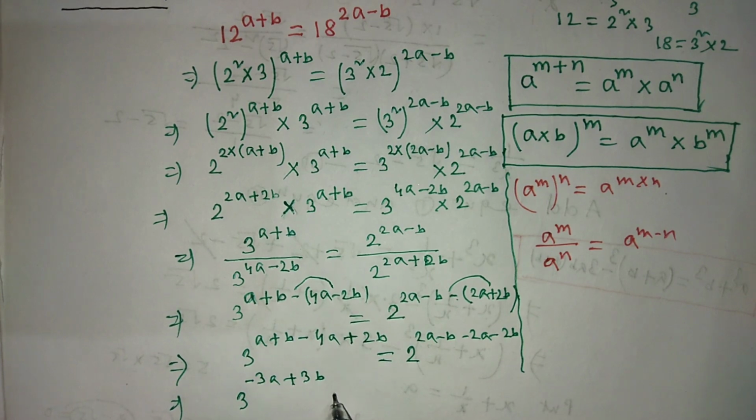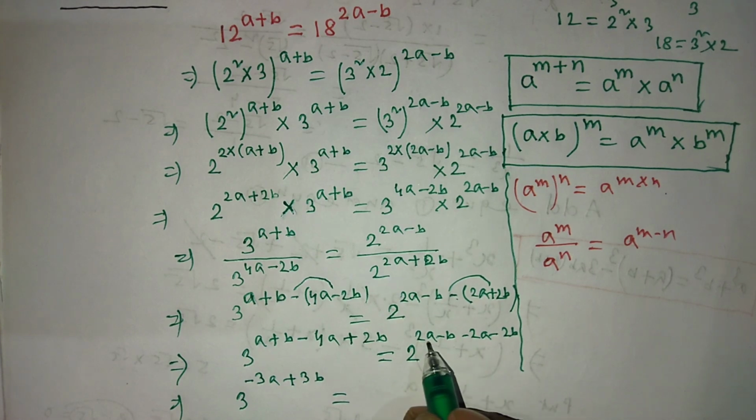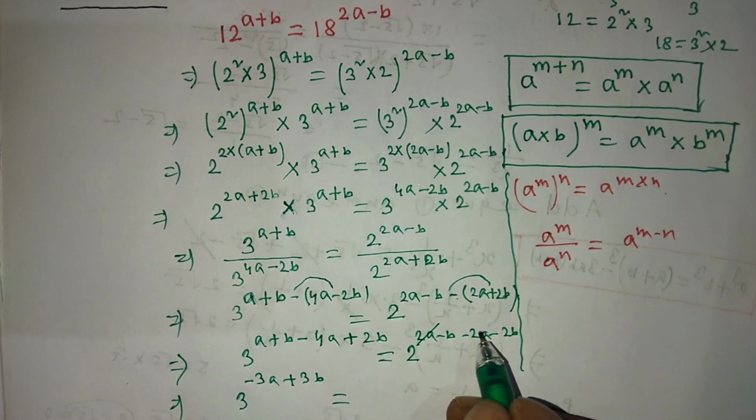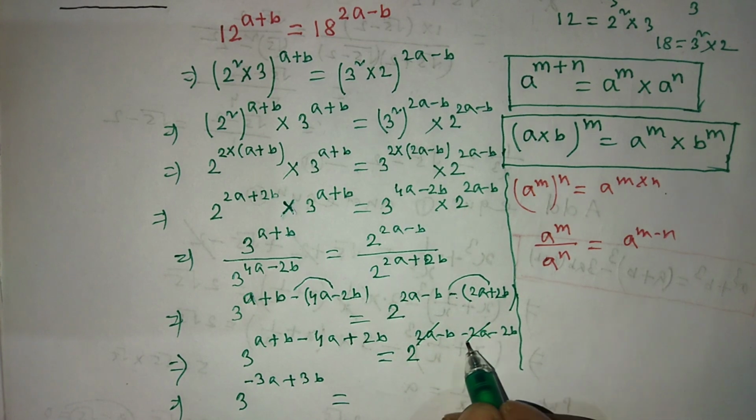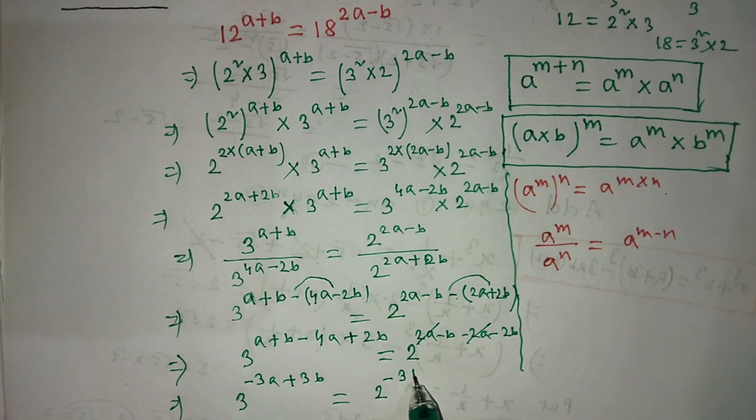Is equal to, so on the right hand side, here is minus 2a plus 2a, so we have to cancel 2a. Plus 2a minus 2a we have to cancel. So on the right hand side you have to write in here 2 to the power minus 2b minus b, that means minus 3b.